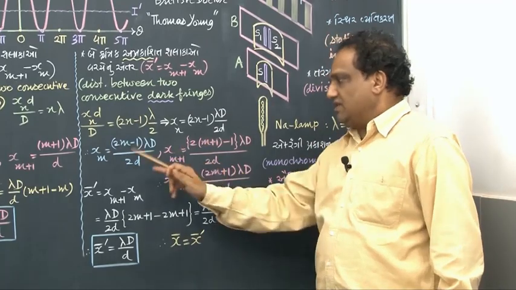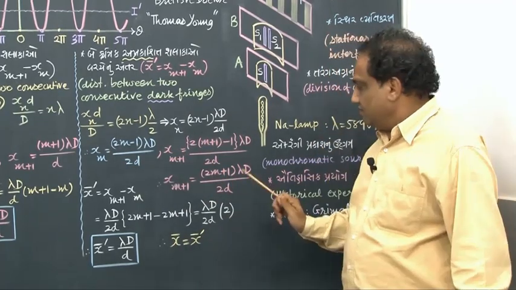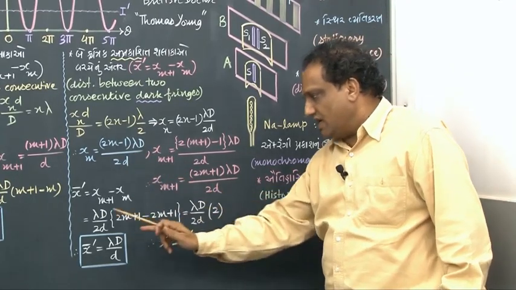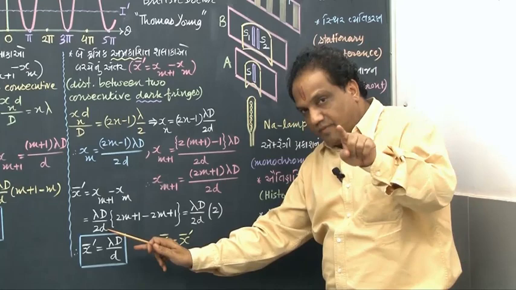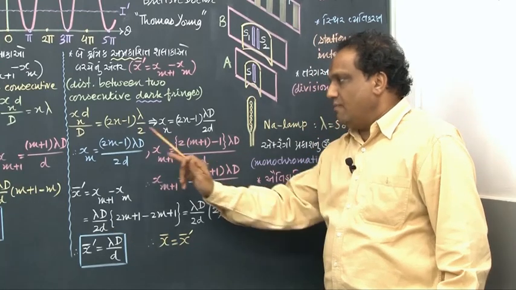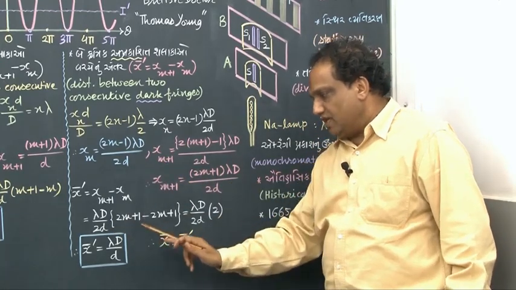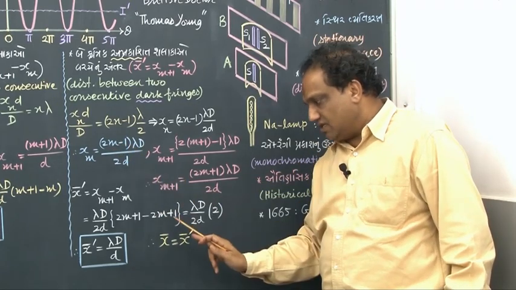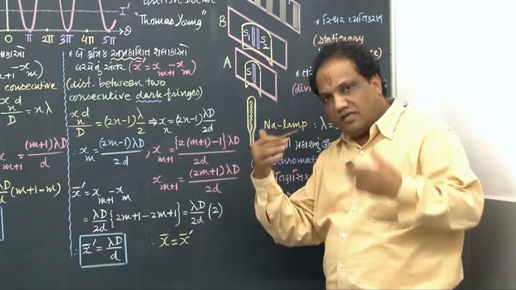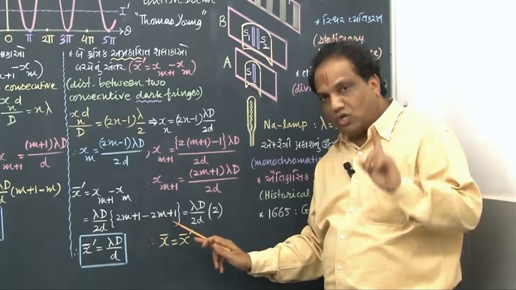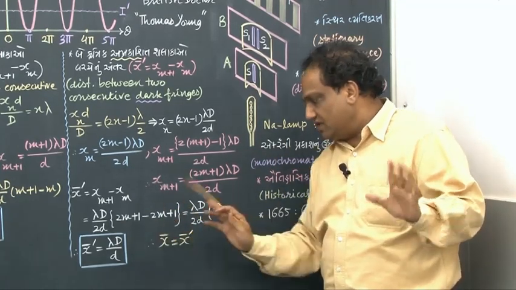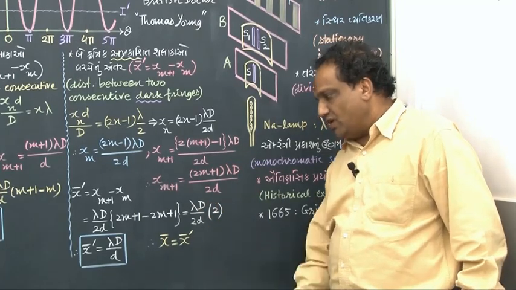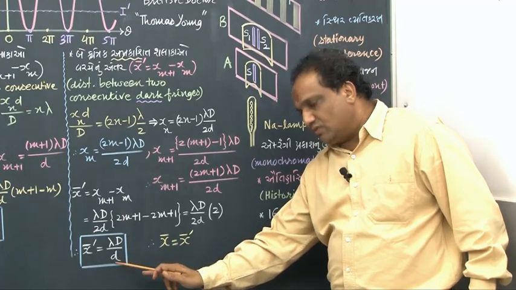And when you take this minus this, what part can you take common? Lambda D upon 2d. This much part you can take common. Inside the bracket, it is 2m plus 1 minus 2m minus 1, that is minus minus plus 1. 2m and 2m will cancel, 1 plus 1 is 2, and this 2 and this 2 will cancel, giving you lambda into capital D upon small d.